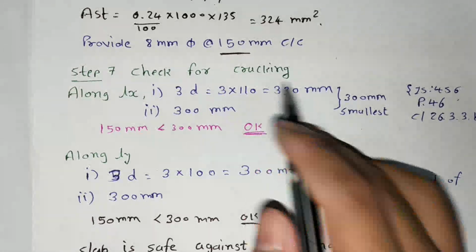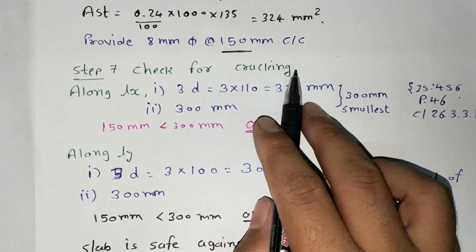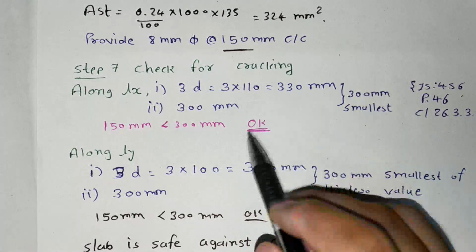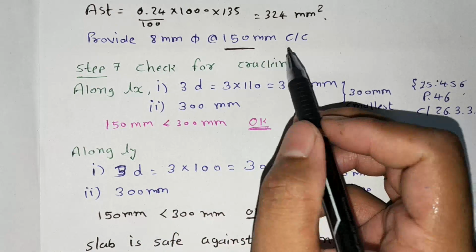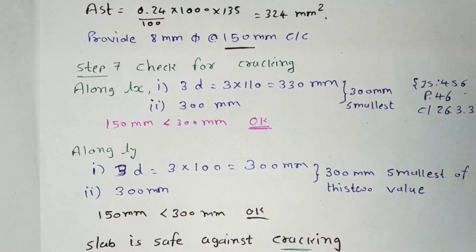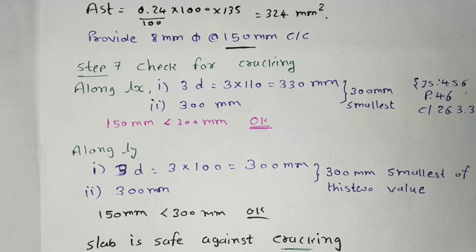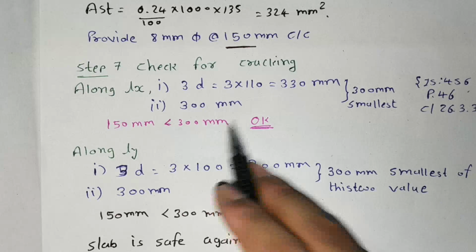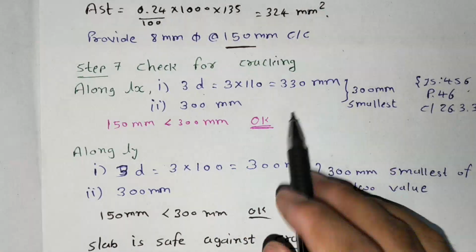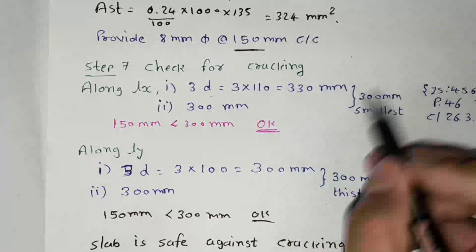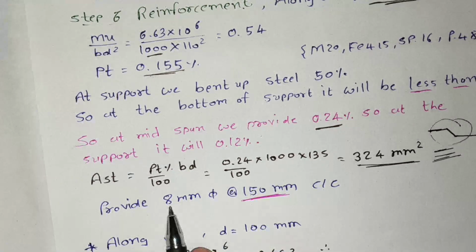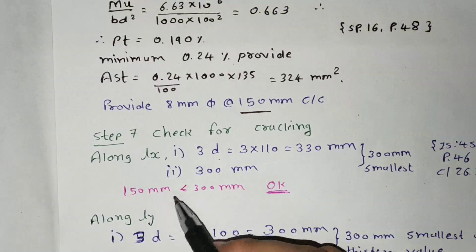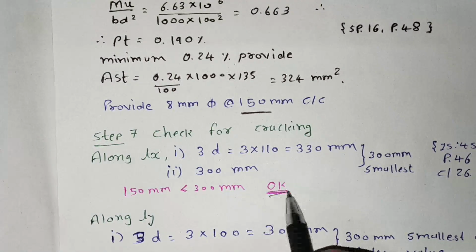In our case, both directions will be main steel. So we always have to check the main steel criteria, which is 3d and 300 mm, whichever is smallest. In our case, we got 8 mm diameter at 150 mm center to center, and the maximum allowance is 300 mm. Our spacing of 150 mm is less than 300 mm, so it's okay.